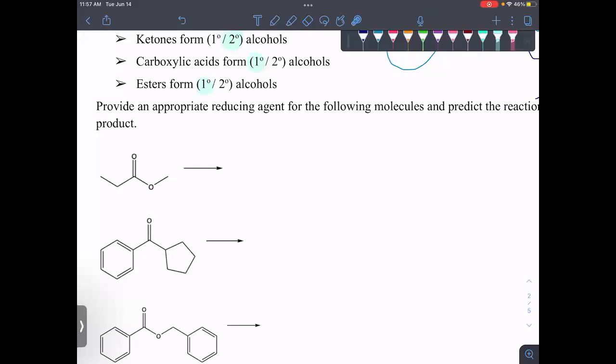It's technically LiAlH4, but we say LAH because it's less of a mouthful. Yes, so LAH, because it can attack everything, including esters. So we use LiAlH4, and then it's going to turn into what as the final product?